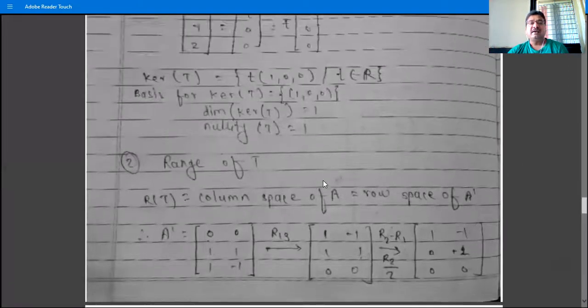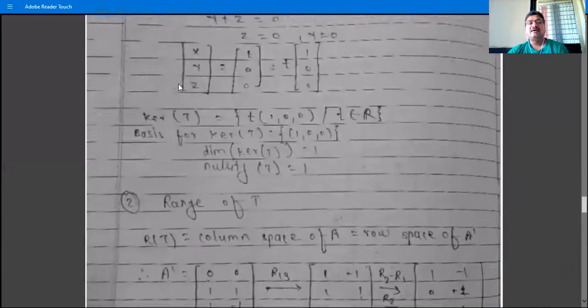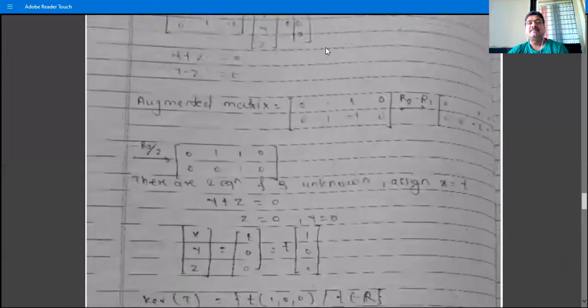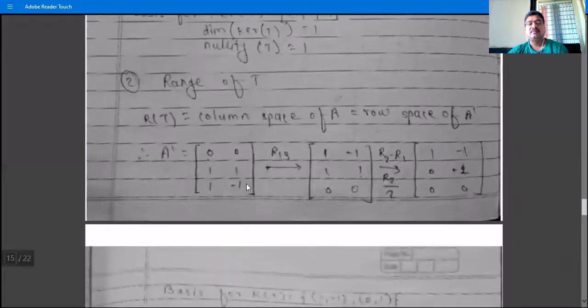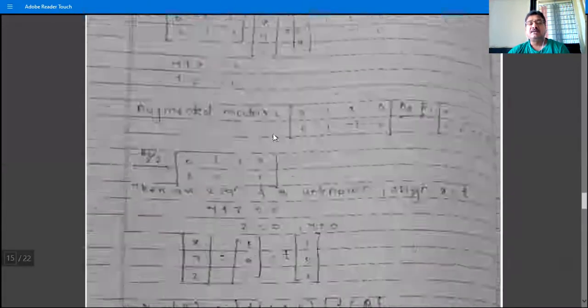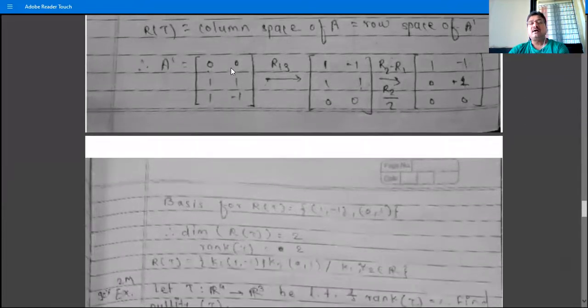Now we have to find the range of T. The range of T is the column space of A, which is equal to the row space of A transpose. So write A transpose: write the first row as the first column, 0 1 1 as the first column, and 0 1 minus 1 as the second column. So this is A transpose. Now we have to find the row space of A transpose. How can we find it? Reduce the matrix to echelon form.